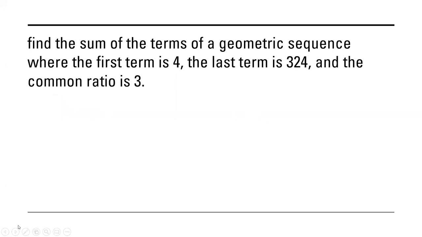Find the sum of the terms of a geometric sequence where the first term is 4, the last term is 324, and the common ratio is 3. Okay, so the problem here: given the first term, given the last term, given a common ratio, ano ang nawawala na kailangan natin? First term. May first term tayo, which is 4.